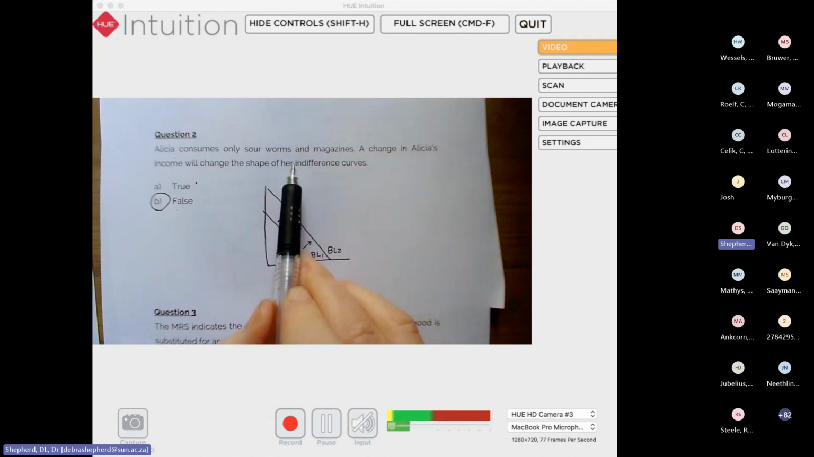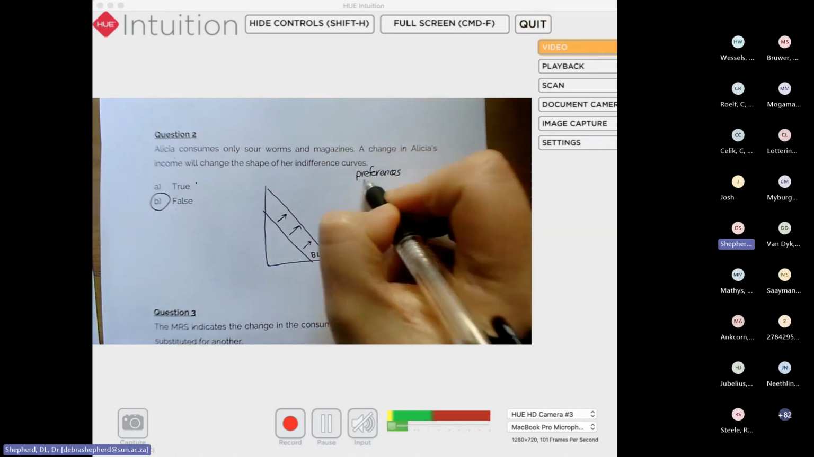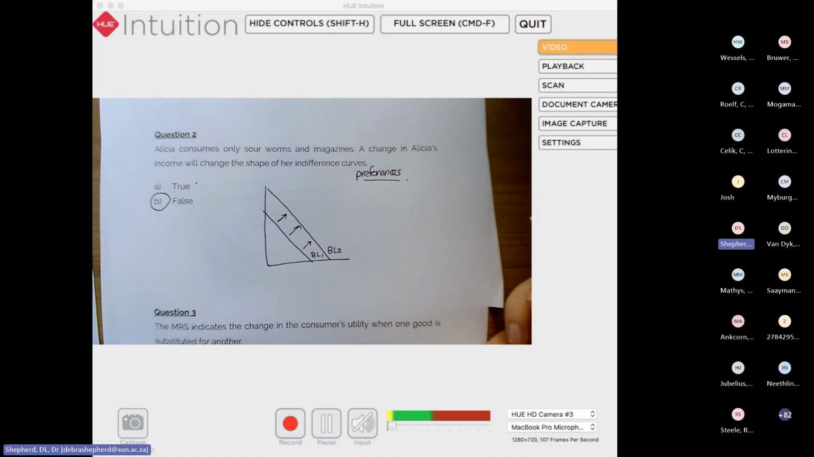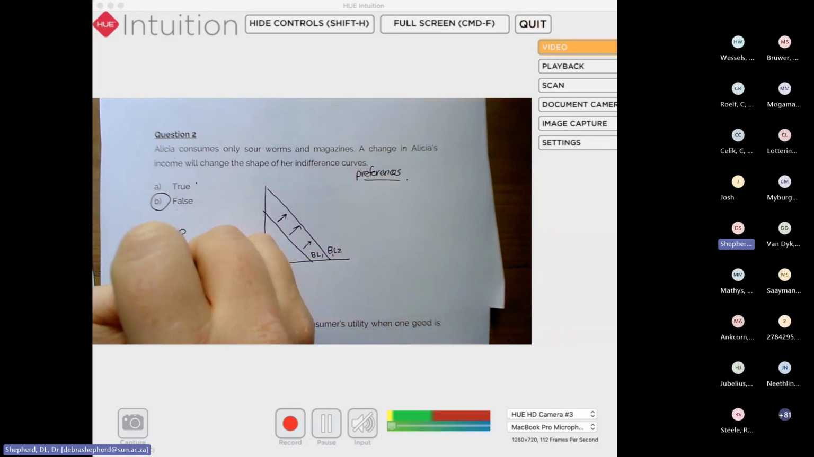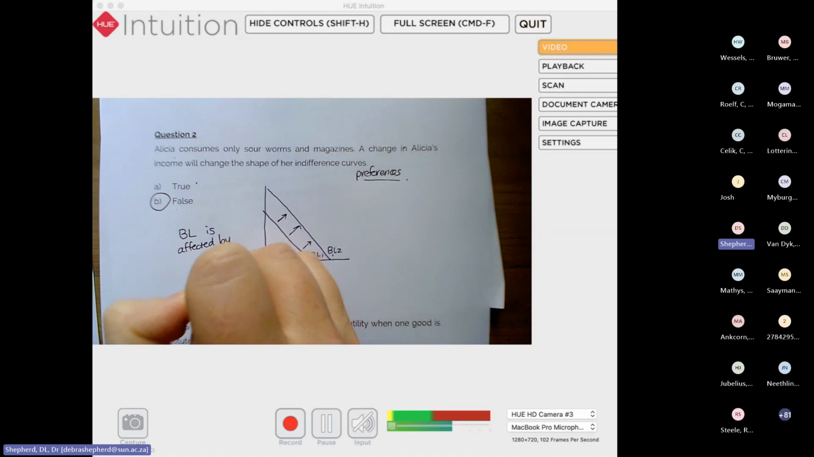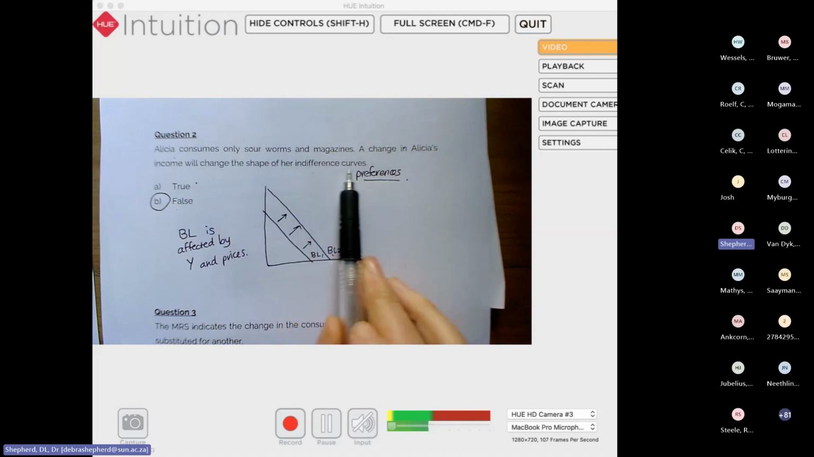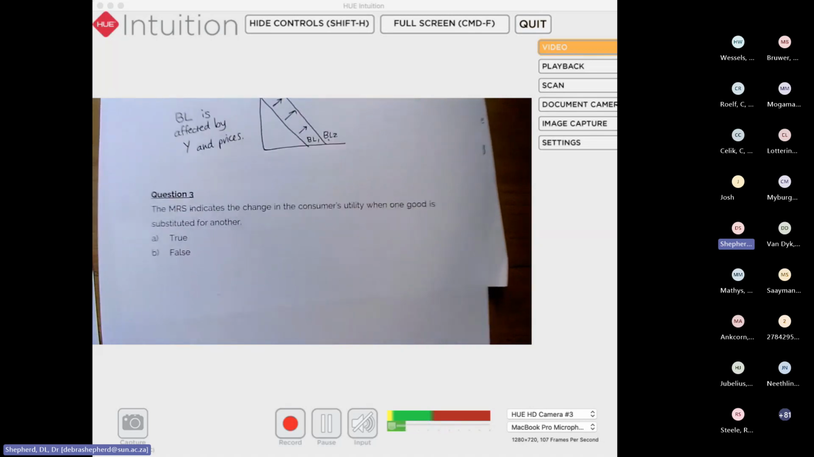What would change the shape of the indifference curves? Any change in preferences would change the indifference curves. Okay, so yeah, prices would also affect the budget line. Okay, so the budget line is affected by income and prices. Indifference curves are affected by preferences. And I'm going to show you how that works in question 3.